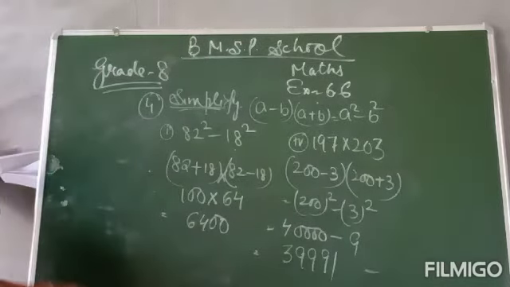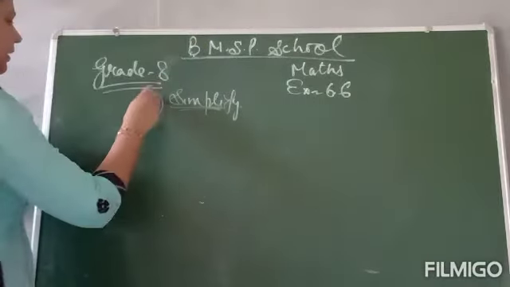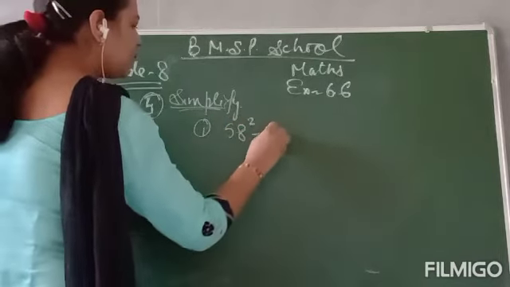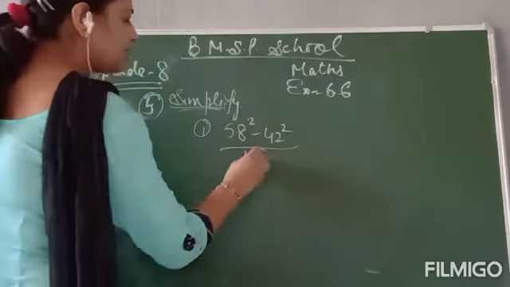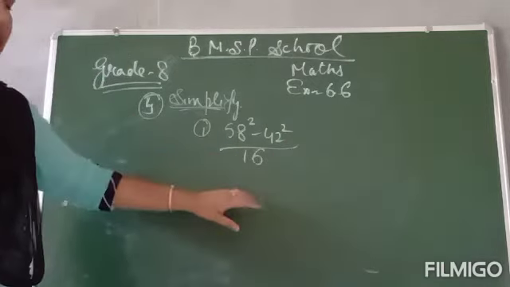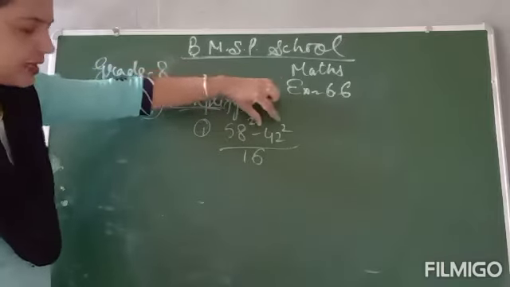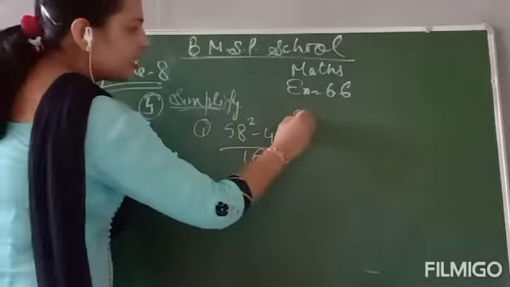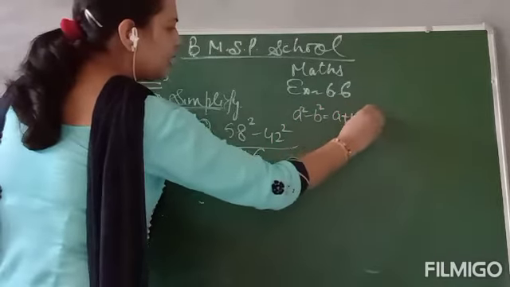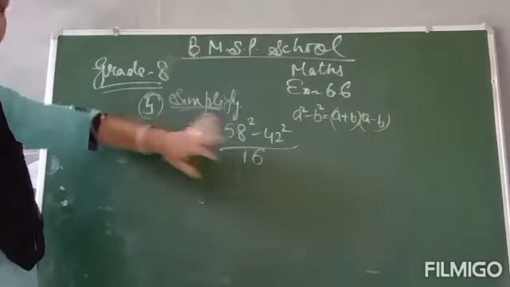And same as the fifth question, they have given "simplify" in the fifth question. They said simplify. First question is 58 square minus 42 square by 16. It means see the statement. One term square minus second term square. It means a square minus b square. Formula is a plus b and a minus b. Okay, by comparing I got this formula.